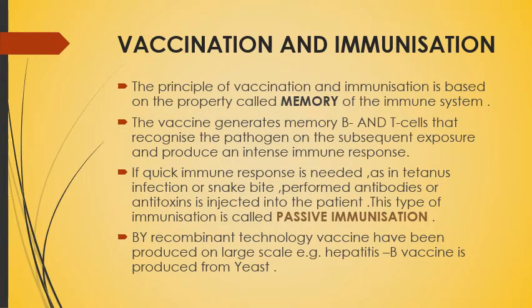So the principle of vaccination and immunization is based on the property called memory of the immune system, that is a unique feature of the acquired immune system. The vaccine generates memory B and T cells that recognize the pathogen on subsequent exposure and produce an intense immune response.